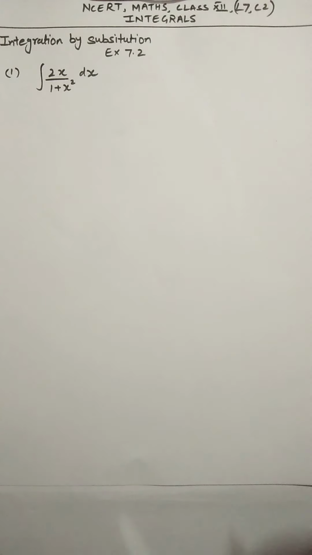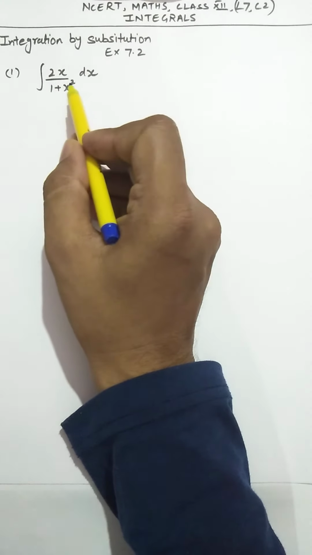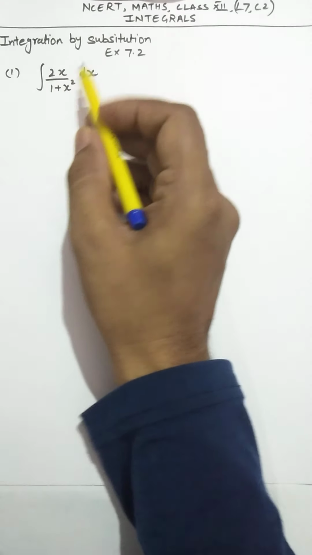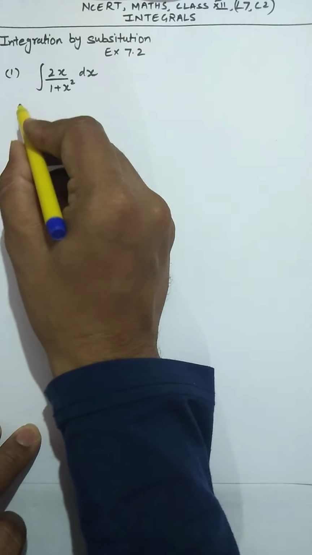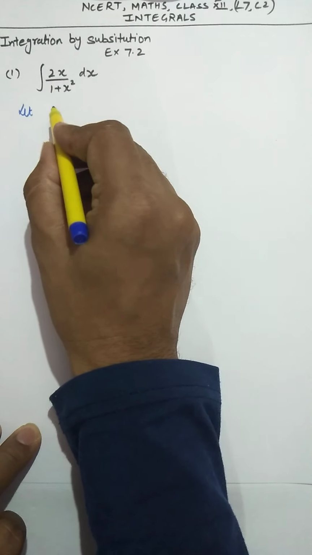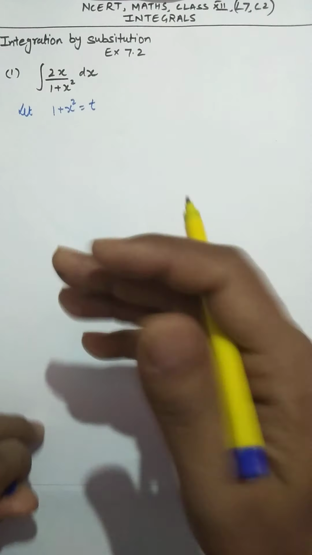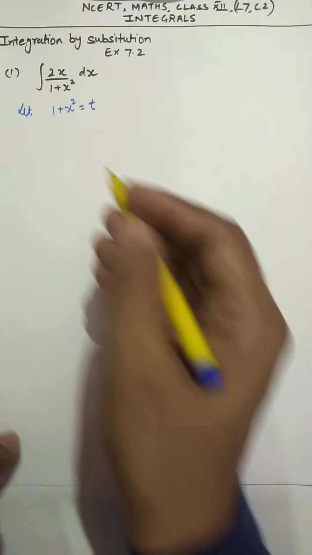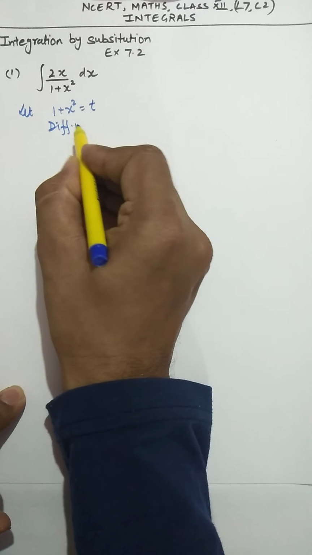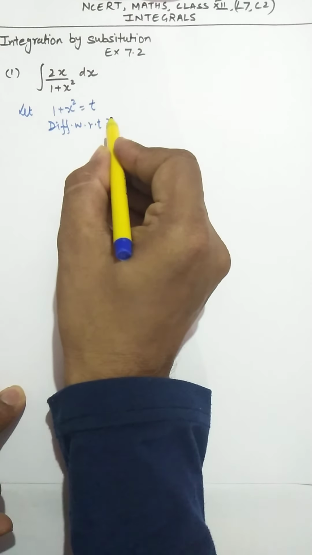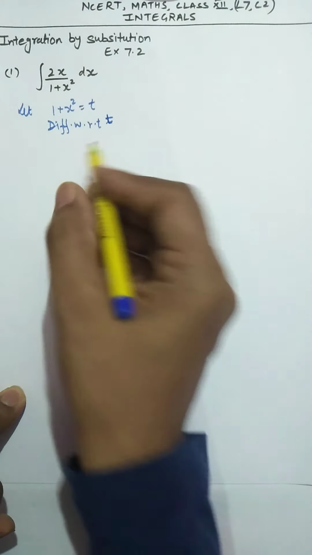So see this question number 1. You can observe this: if you differentiate 1 plus x square, you are going to get 2x. So here the substitution will be done. We'll assume let 1 plus x square equal to t. Generally we take t, but you can take any variable that you like. So here you differentiate with respect to t, because t is the variable you have taken.